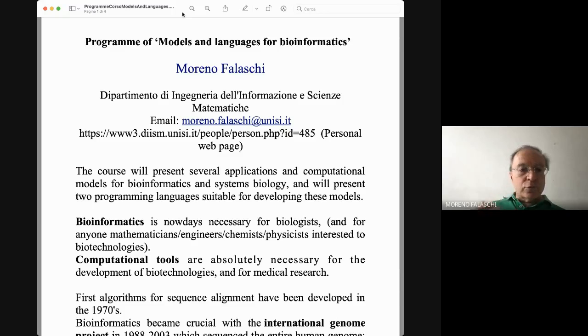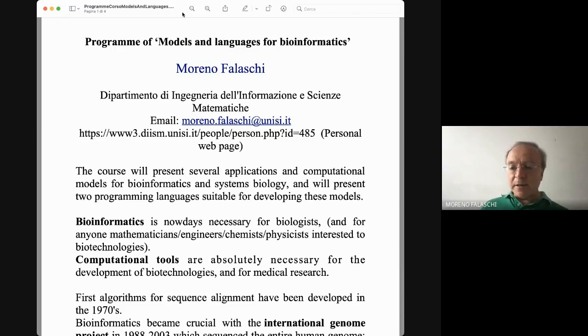And I would like to present you the program of my course, Models and Languages for Bioinformatics. The course will present several applications and computational models for bioinformatics and systems biology, and will present two programming languages which are suitable for developing these kind of models.